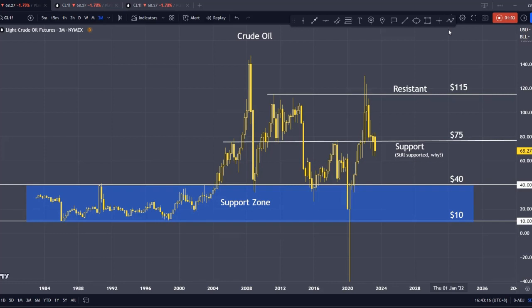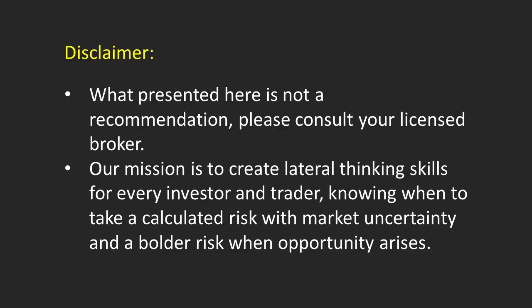In this tutorial, you'll find out how to find all these key support and resistance levels pretty easily. But before we discuss this topic today, please do take some time to read the disclaimer below.